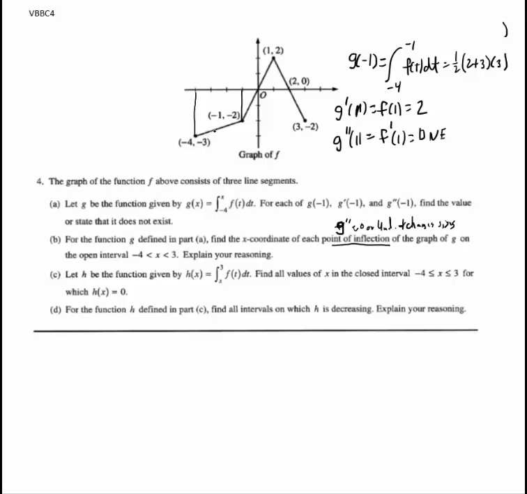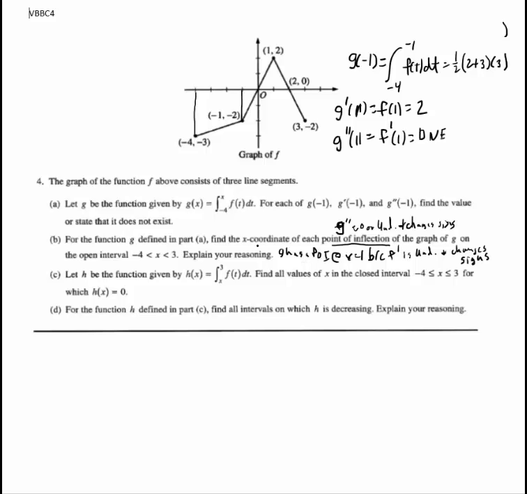So if I look at the slope here, this is a positive slope, and this is a positive slope as well. So this is not an actual point of inflection. Here I have a positive slope into a negative slope, so this is a point of inflection. So I would just write g has a point of inflection, or POI, at x equals 1, because f prime is undefined and changes signs, like that.